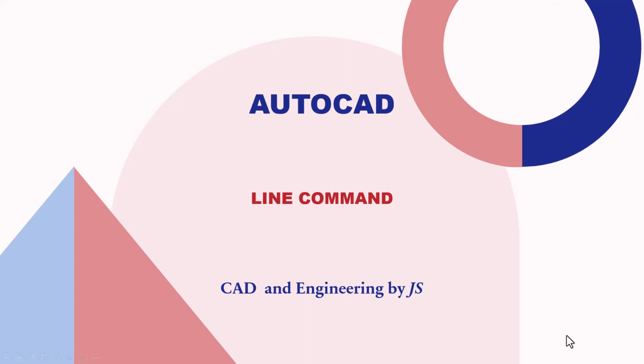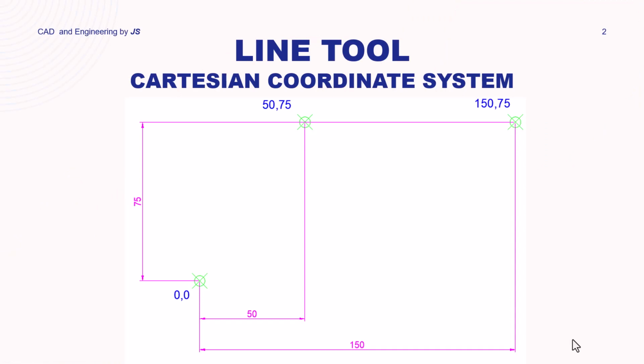Let's start. Today we're going to learn about the line command. This is probably the most used command in AutoCAD. Before we can start drawing lines in AutoCAD, we should review the Cartesian coordinate system. The Cartesian coordinate system, if you remember, consists of two perpendicular axes if we're talking in 2D, or three if we're talking in 3D, called the x-axis, y-axis, and z-axis. The origin is the point where these axes intersect.